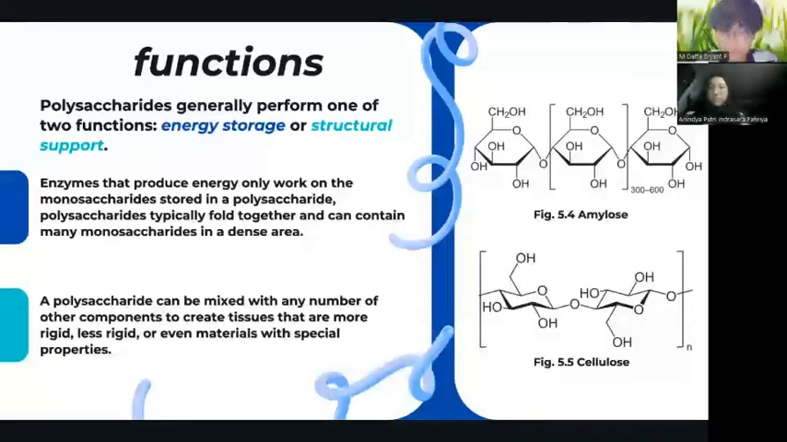And the second one is structural support. The polysaccharide can be mixed with any number of other components to create tissues that are more rigid, less rigid, or even materials with special properties. We can see this in cellulose and chitin, which is a heteropolysaccharide, and these are all non-starch polysaccharides. We can see the structure of the polysaccharides on the right-hand side, which are amylose and cellulose, which we can find in plants.